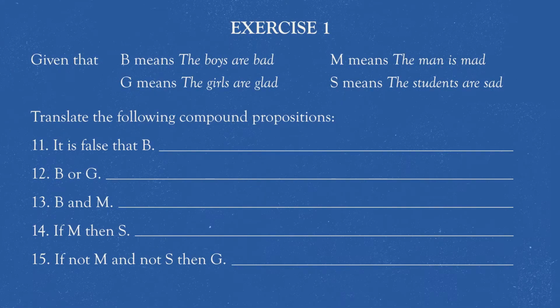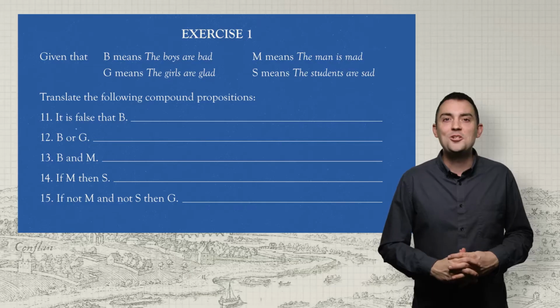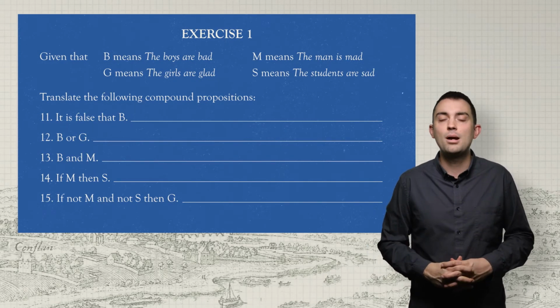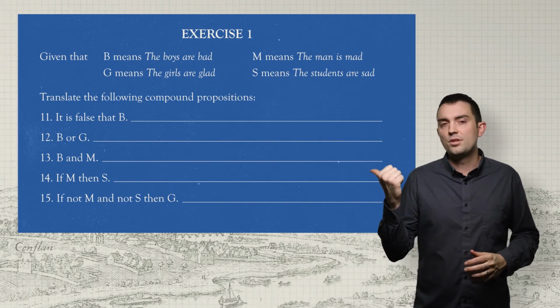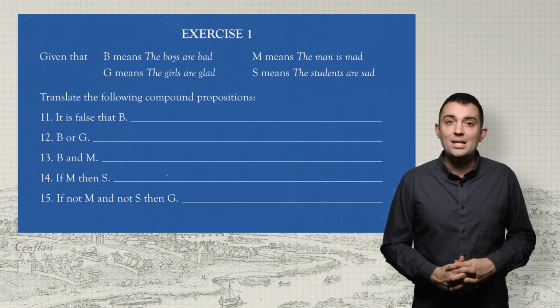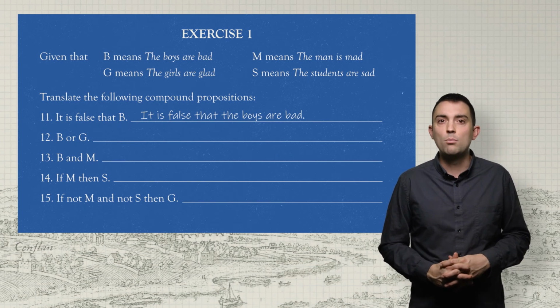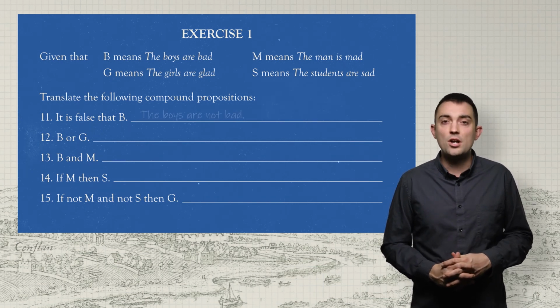Finally, for numbers 11 through 15, I'm teaching you how to begin to abbreviate propositions using propositional constants. So I identify 4 propositional constants for you. B means the boys are bad, M means the man is mad, G means the girls are glad, S means the students are sad. Each of the numbers is abbreviated, and I want you to expand them to complete propositions again. So for example, with number 11, it is false that B, you could write out as, it is false that the boys are bad, or you can make it more simple and just say, the boys are not bad.